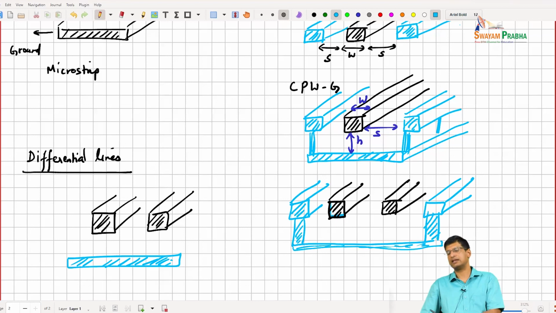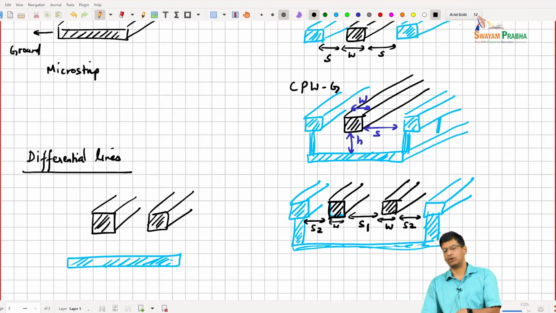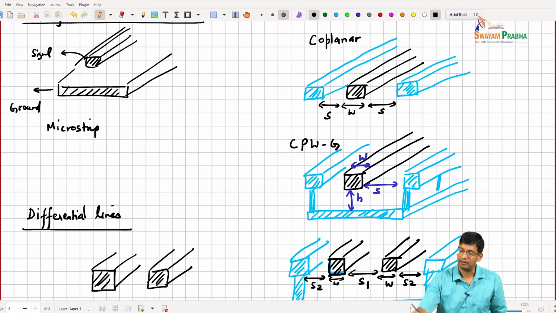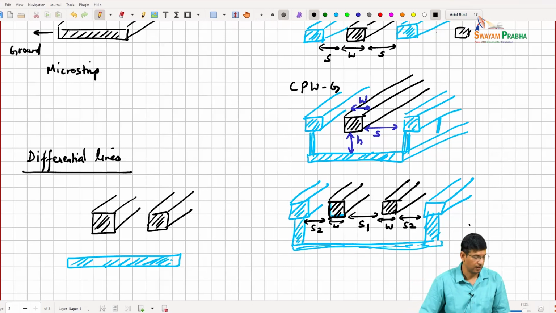So clearly these lines can have common mode and differential mode impedances. We'll talk a little bit about this going forward. But again, here now you have a W, a space S1 between the lines, and a space S2 to the ground, right? You can also, of course, make a differential line by just putting another line here and then another ground plane. That's also possible, but this structure is usually more compact. So we like to use this structure.